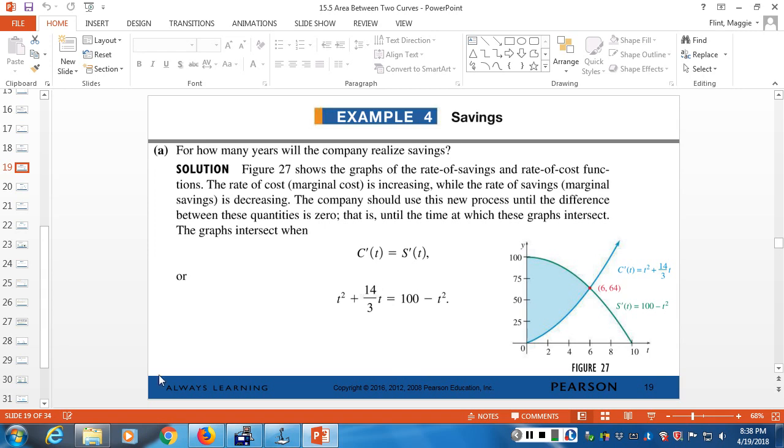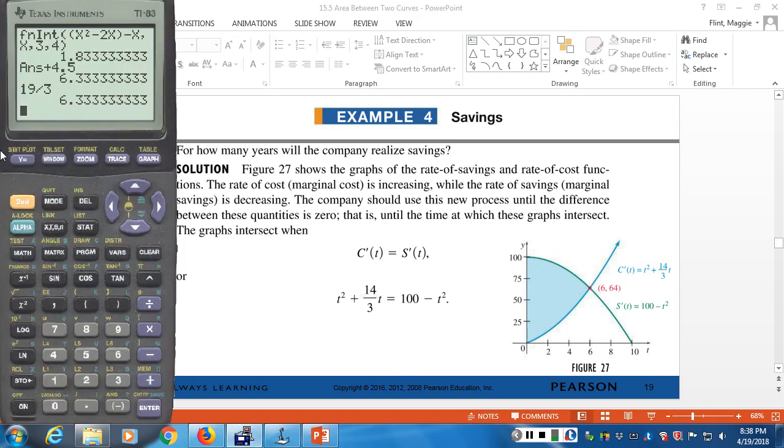So you can either set them equal to each other or you can graph them both. Well, let's see, that's going to be x squared. And the other one is x, oh wait, that's it, forgot the 100. 100 minus x squared for one function, and the other one is x squared plus 14 over 3 times x.